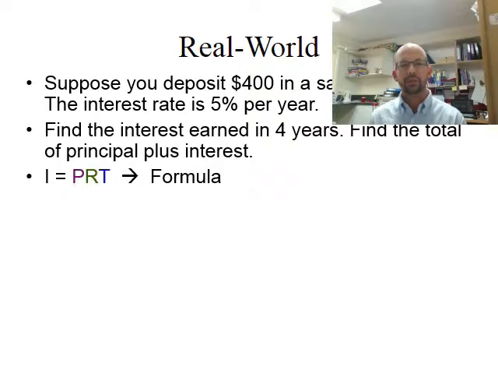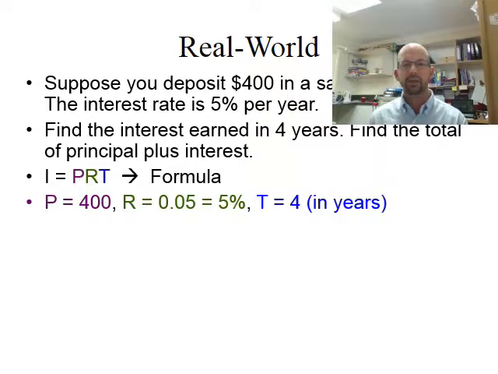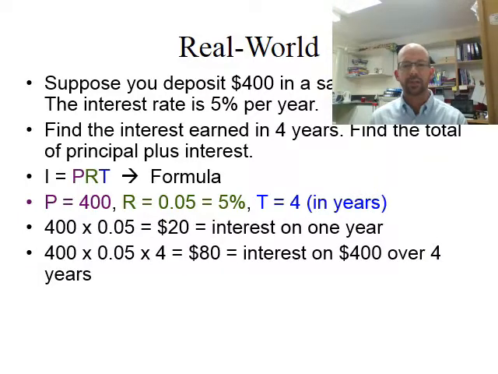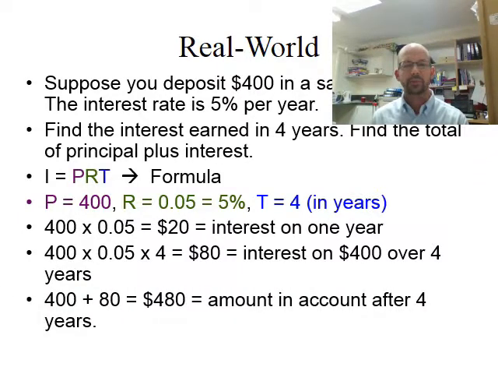So we have our formula, interest equals PRT. We have our values: principal is 400, interest rate as a decimal 0.05, and the term is 4 years. That calculates as $20 interest in 1 year, so in 4 years, that's $80 interest, and that gives us a total in the account of $480 after 4 years.